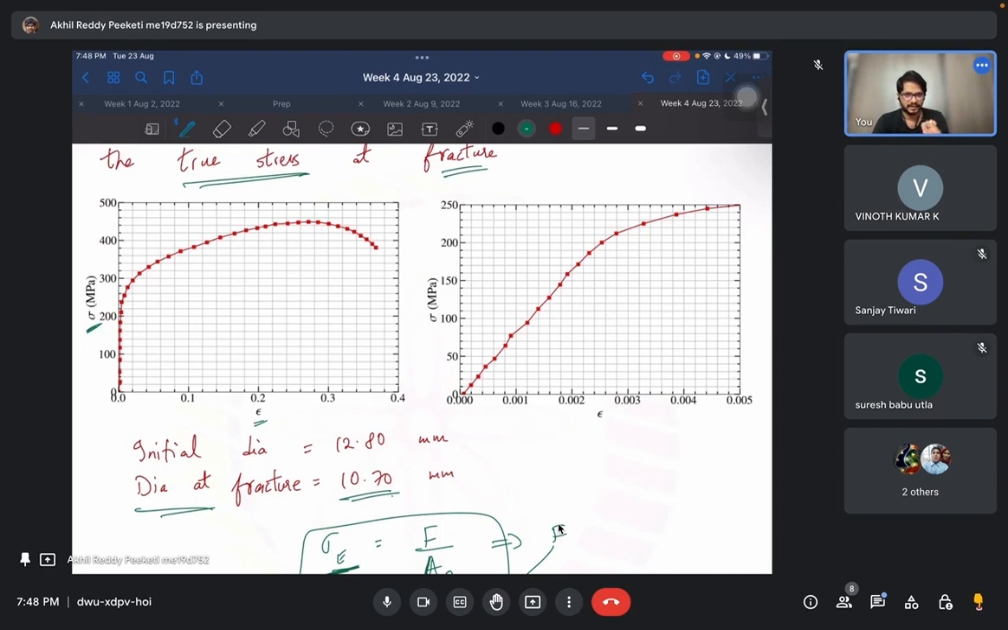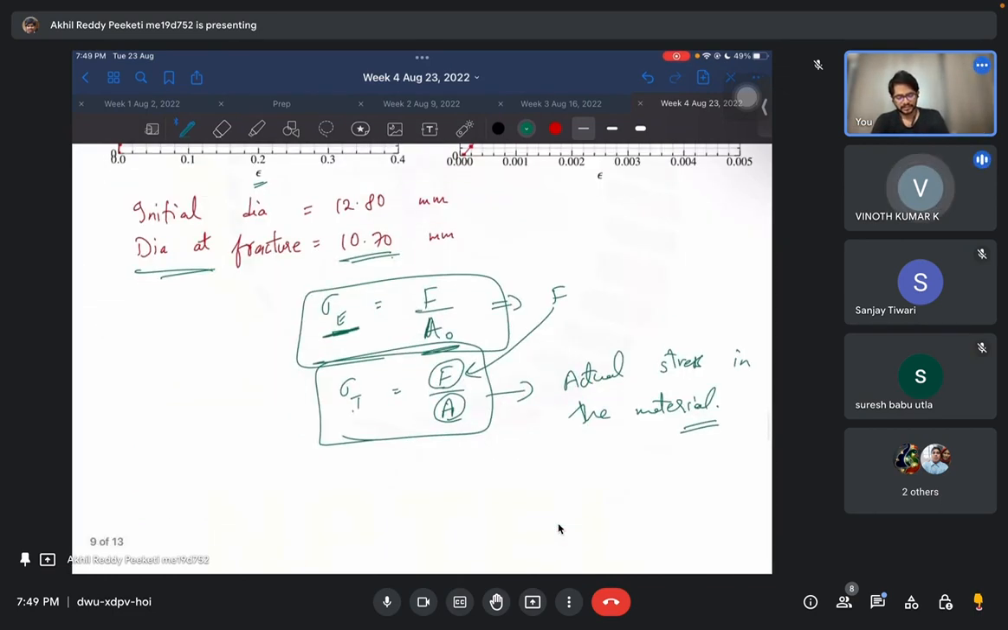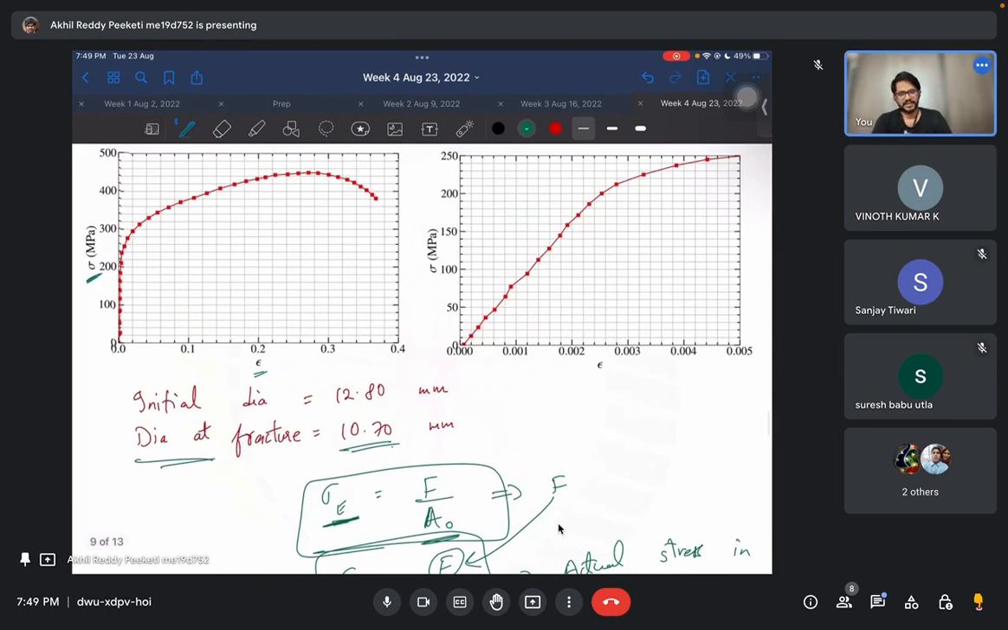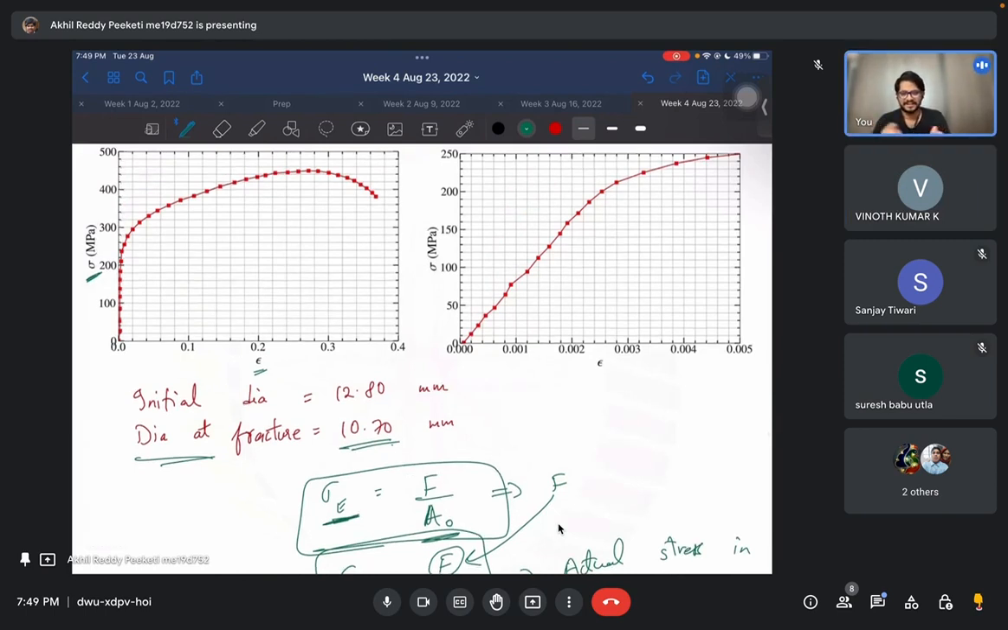And how do you get the strain? You have a displacement sensor which will measure the displacements, and you know the initial length. So the displacement divided by the initial length will give you the engineering strain. These two you get directly from the force versus displacement graph. Now if you want the actual stress, you need to account for the changing area. The only way is maybe you can have a camera and put a graph paper behind and track the changes, but that's not actually practical.